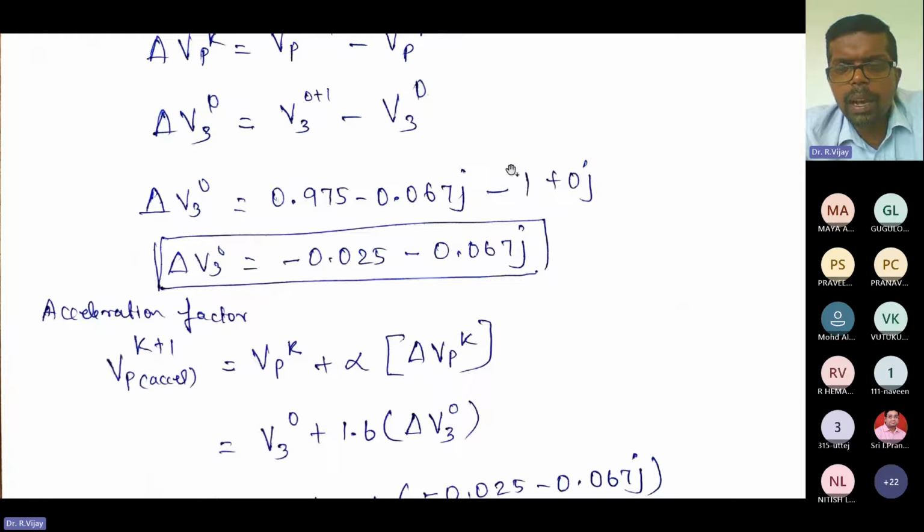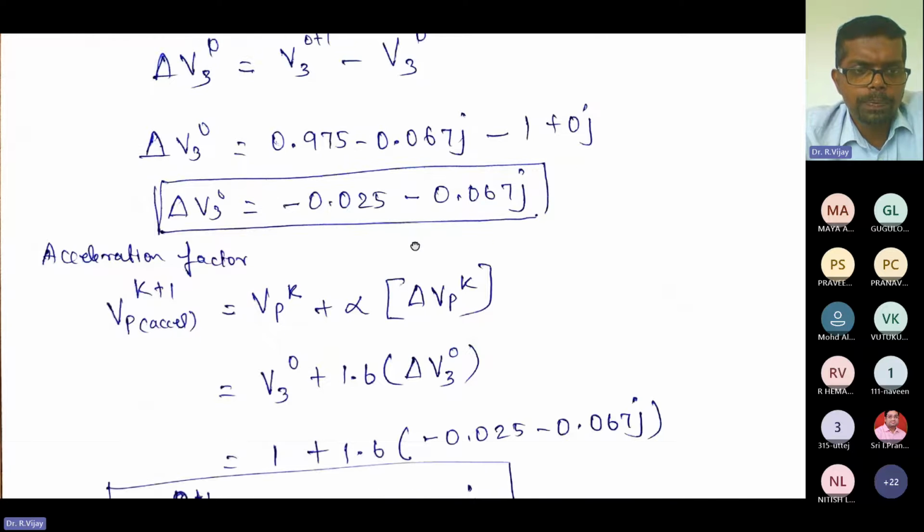V3 naught is the flat start that you know. Just substitute it and simplify it with your scientific calculator. You'll get the answer as minus 0.025 minus 0.067 j. That is the del V3 naught value.